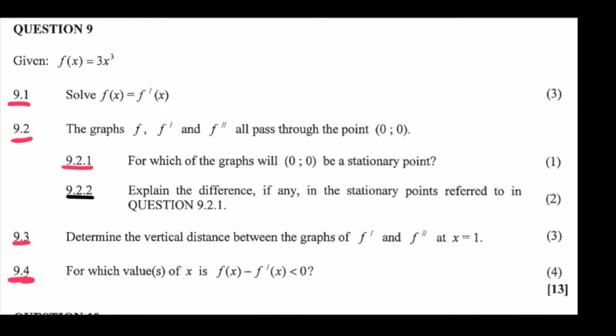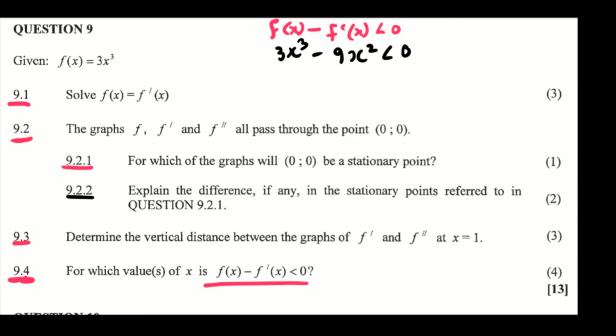And then 9.4, for which values of x is f of x minus f prime of x less than 0. So f of x minus f prime of x less than 0. What is our f of x? It's 3x cubed minus our f prime of x, which is 9x squared, less than 0. So you're going to factorize 3x squared into x minus 3 less than 0. So your critical values are x equals 0 or x equals 3.